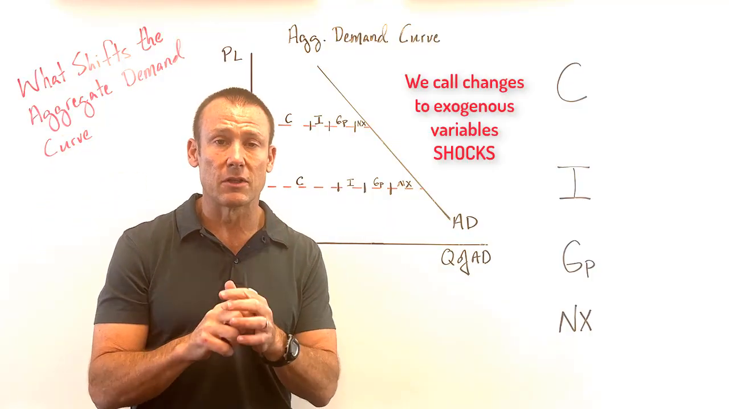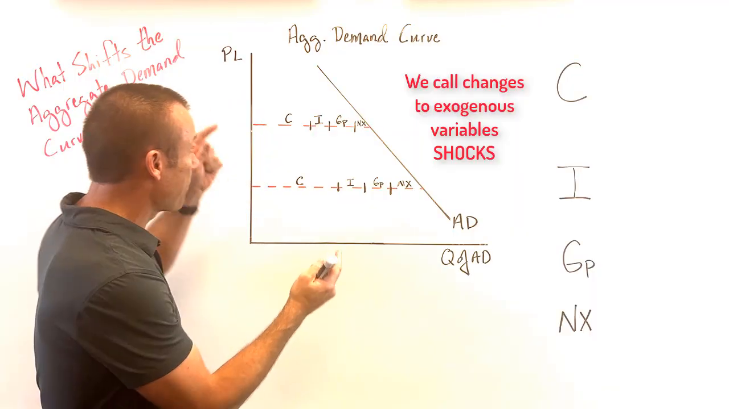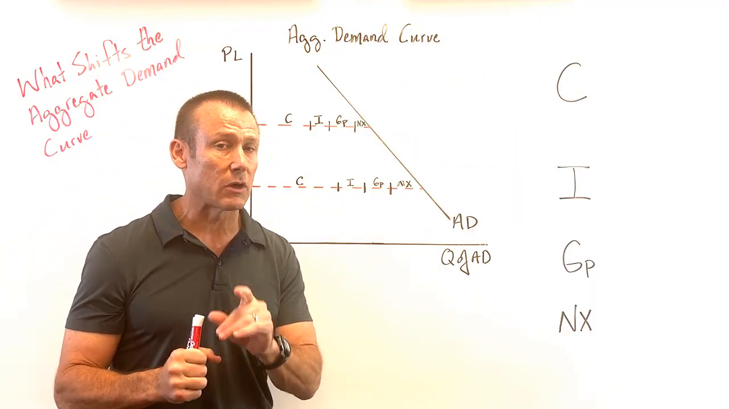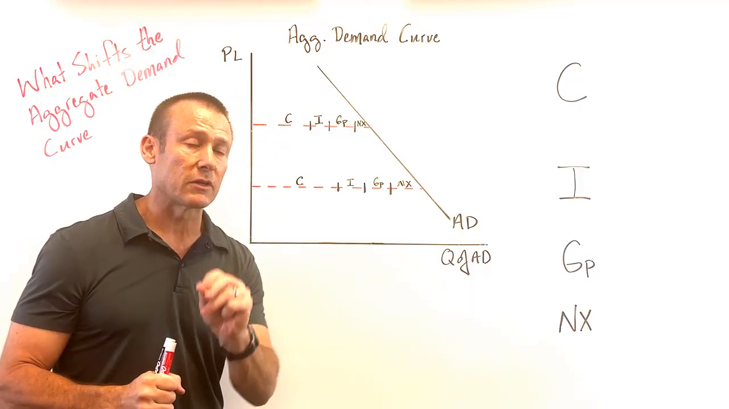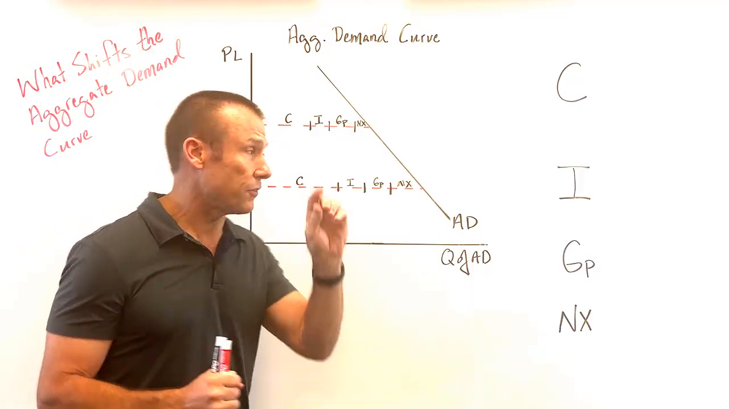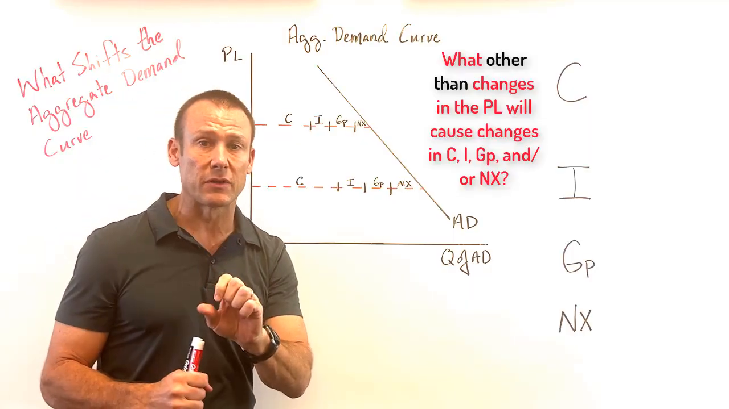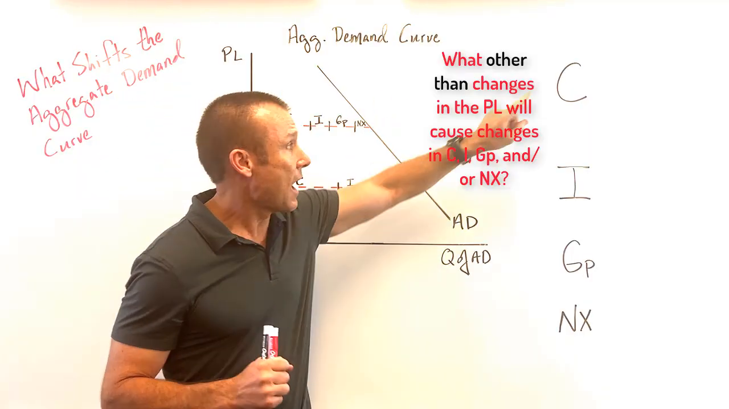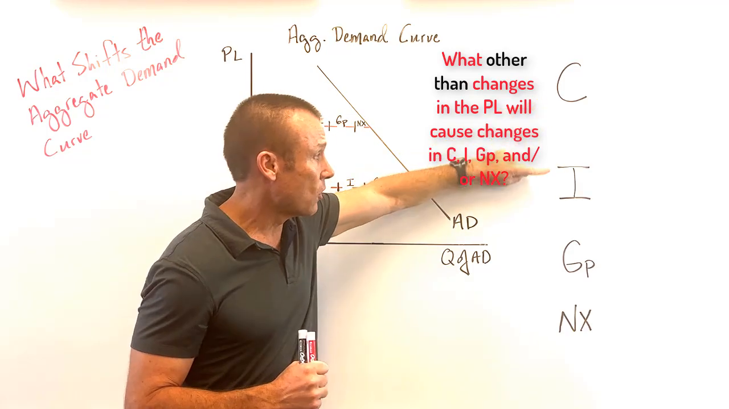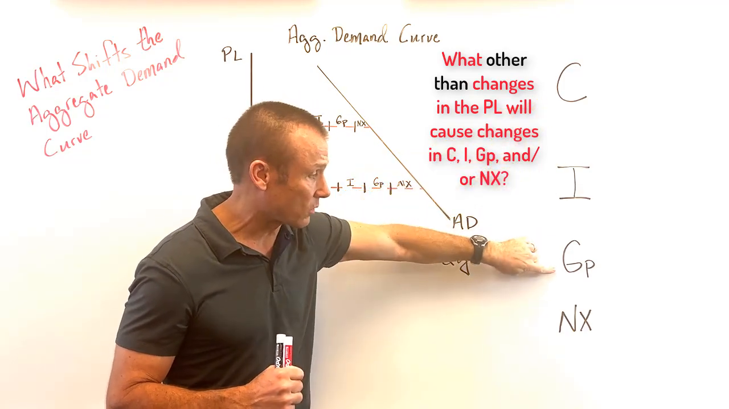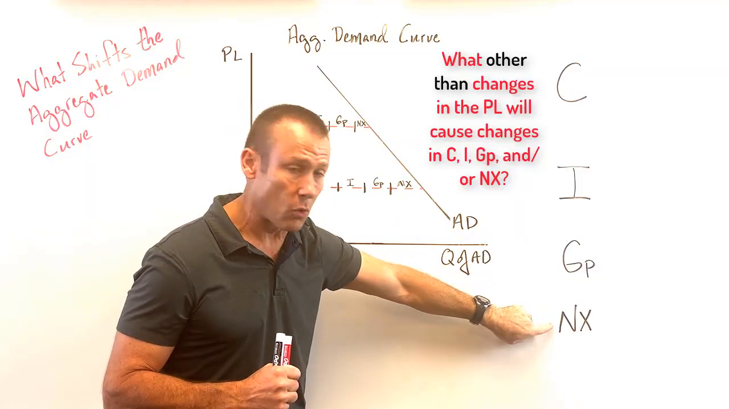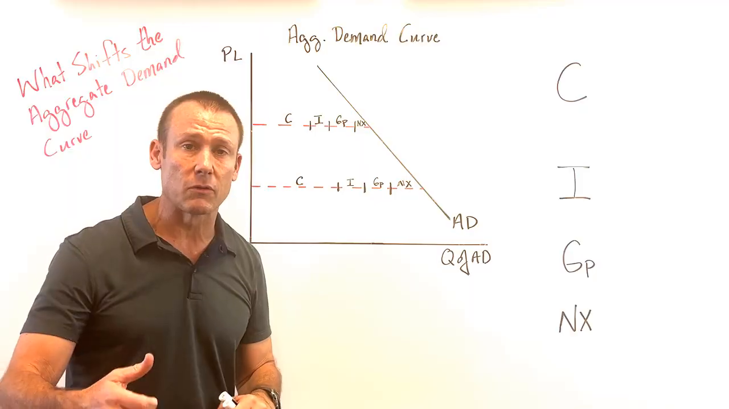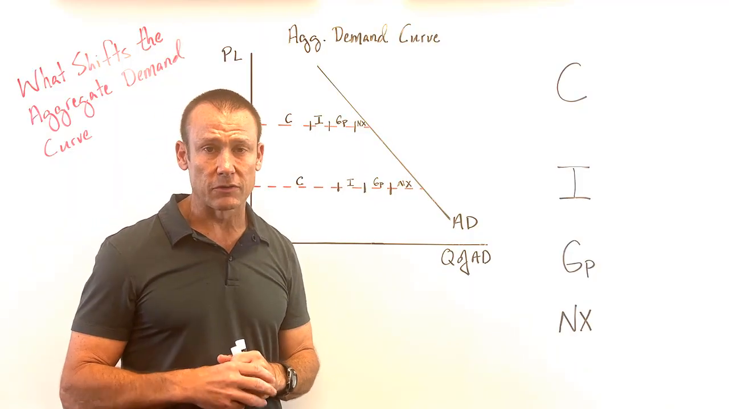And here's the deal. They are exogenous. They aren't part of the graph. So what we're really asking when we talk about AD shifting is: what other than the price level, the endogenous variable, would cause household spending to change, or business investment to change, or government purchases to change, or net exports to change? What other than changes in the price level would cause each of those to change? So let's get to it.